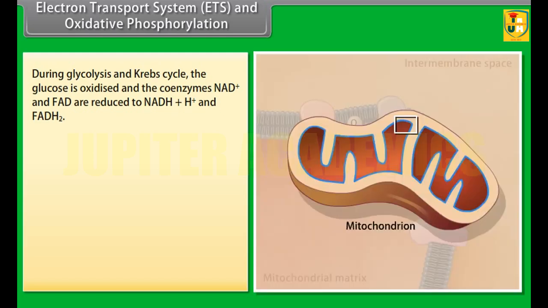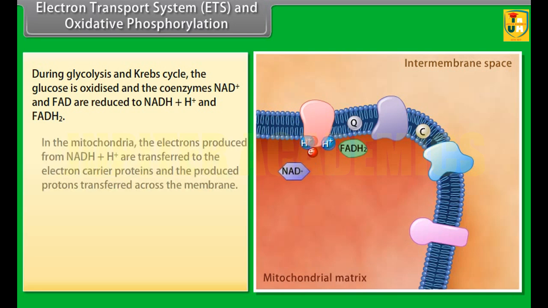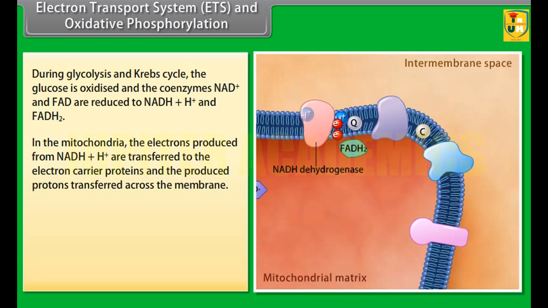During glycolysis and the Krebs cycle, glucose is oxidized and the coenzymes NAD+ and FAD are reduced to NADH + H+ and FADH2. In the mitochondria, the electrons produced from NADH + H+ are transferred to the electron carrier proteins and the produced protons are transferred across the membrane.